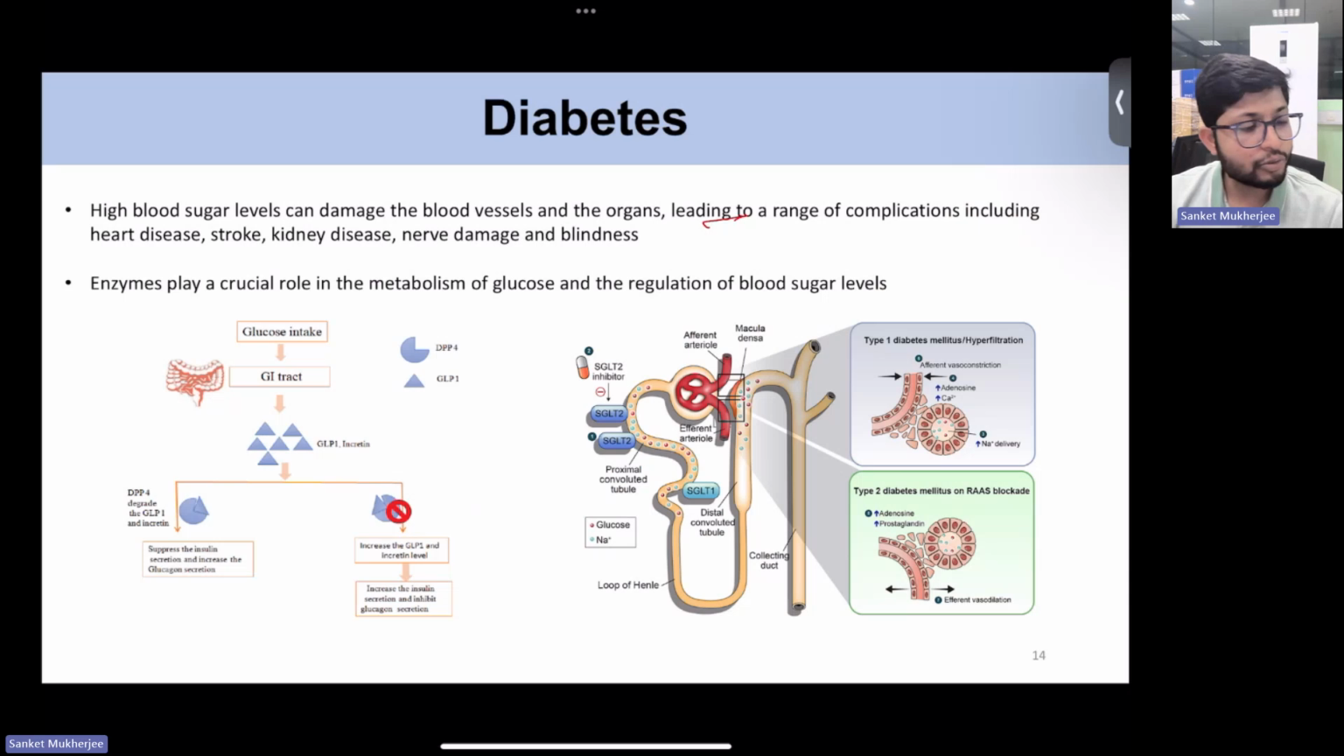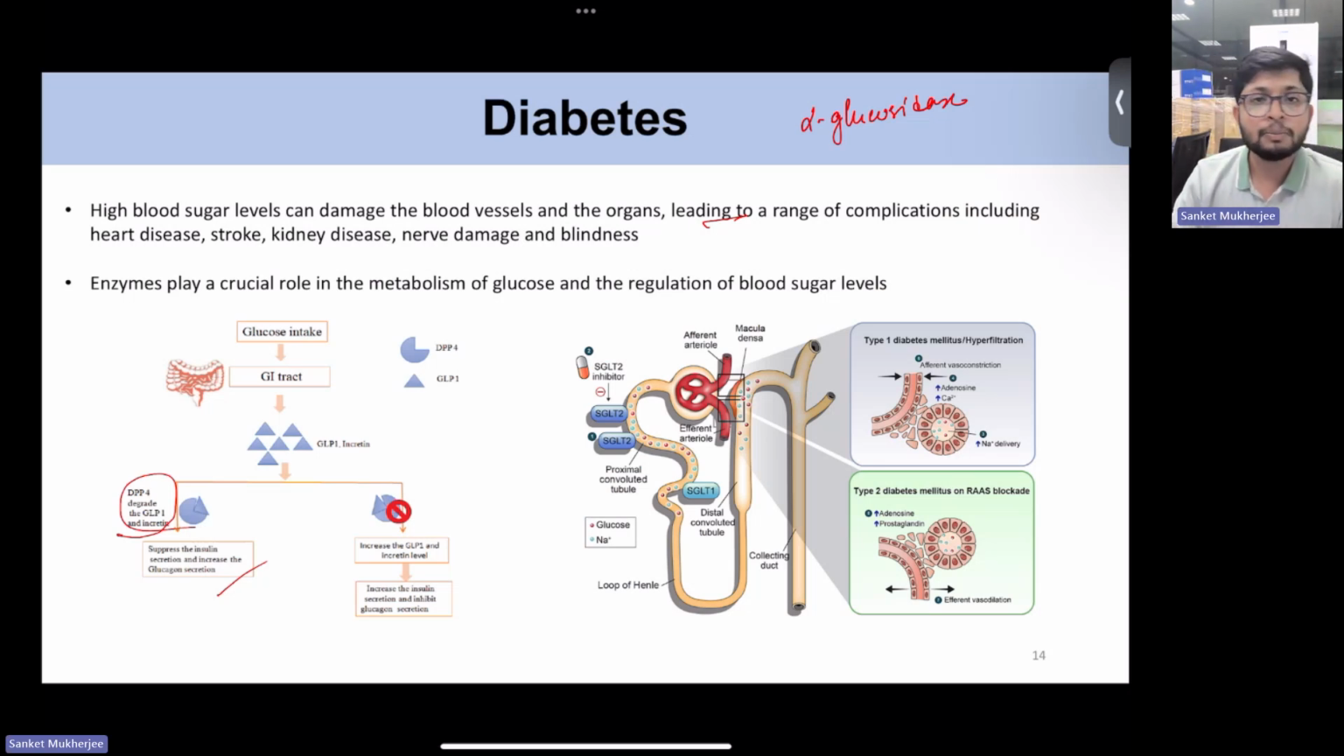Enzymes play a very crucial role in the metabolism of glucose and regulation of blood glucose or blood sugar level. The enzymes are like alpha glucosidase, which converts carbohydrates to glucose in the small intestine. Similarly, there is an enzyme like DPP4, that is dipeptidyl peptidase. It inactivates incretin hormones like GLP1 and GIP.